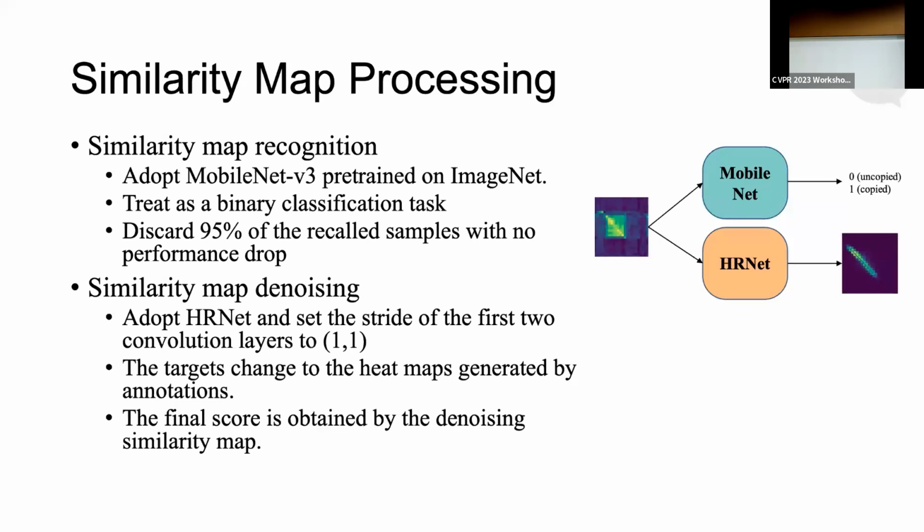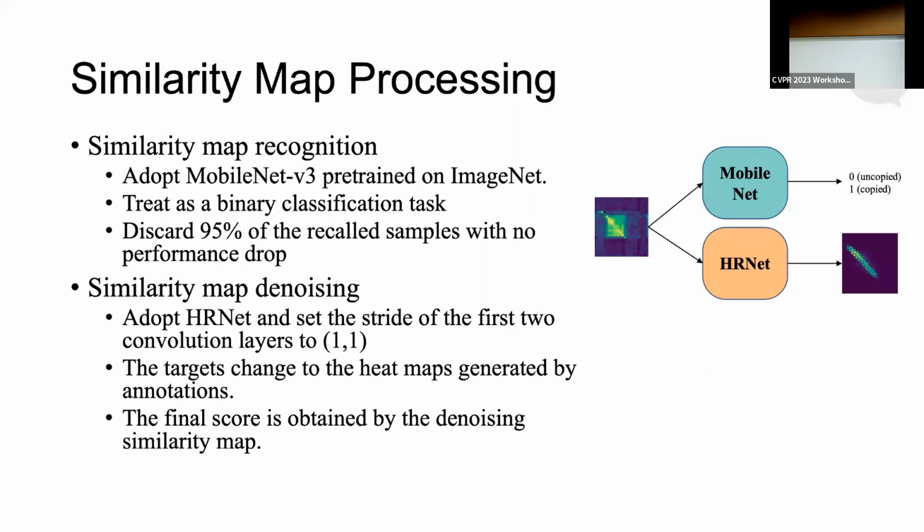After obtaining the similarity maps, we first process them. We train 2 models to process the similarity map, one for detecting if the similarity map contains copied segments and another for reducing noise in the similarity map. As shown in the figure, we utilize MobileNet v3 for classifying whether the similarity map contains copied segments or not, and our model can discard 95% of the recalled samples with no performance drop. Through this way, we can remove most of the false samples and increase efficiency.